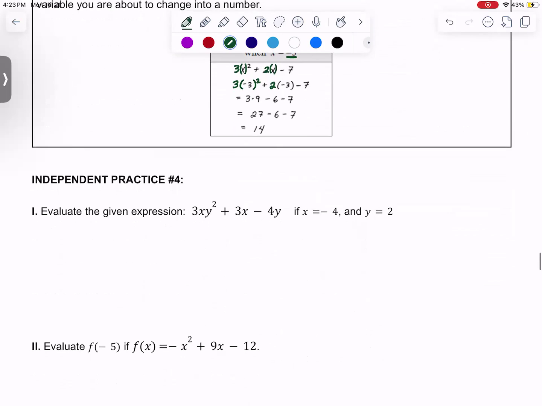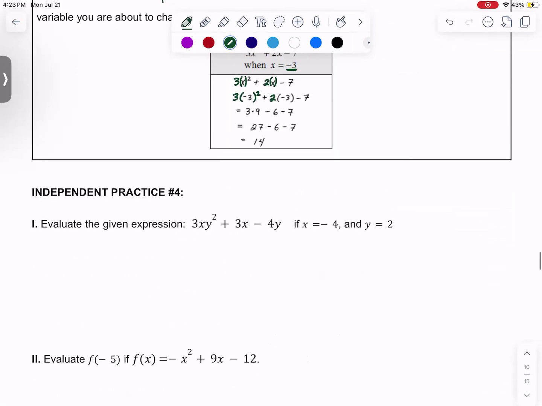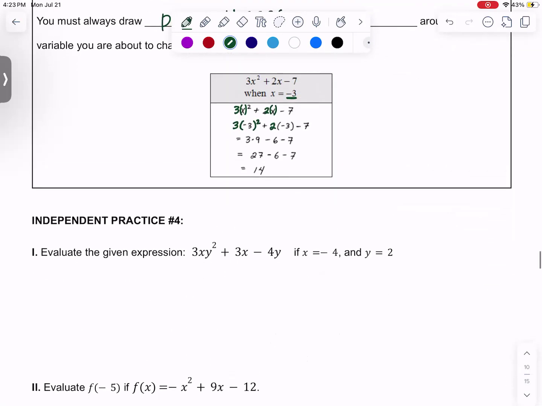All right, try the next round of practice. It says number 4. It's actually number 3. The next round after that will be round number 4. But pause the video here. Try it. Use parentheses wherever you see x and wherever you see y for number 1. Okay, we'll be right back after you practice.